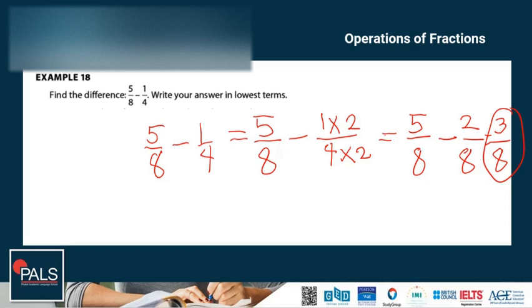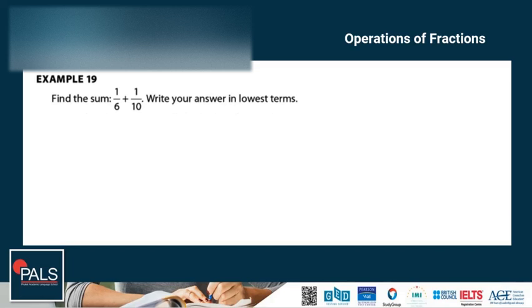Let's try another example. Here, example 19. Find the sum of 1 over 6 plus 1 over 10. Write your answer in lowest terms. Neither denominator will divide the other, so the common denominator is 6 times 10, which is equal to 60. Both fractions must be rewritten before they can be added.